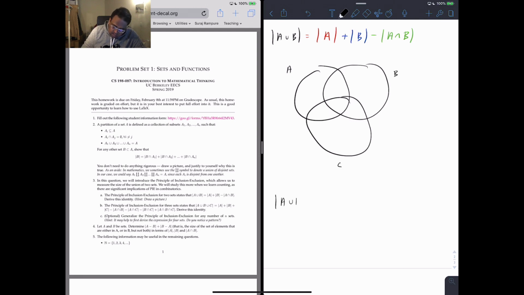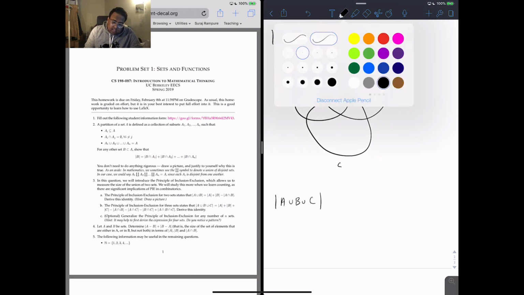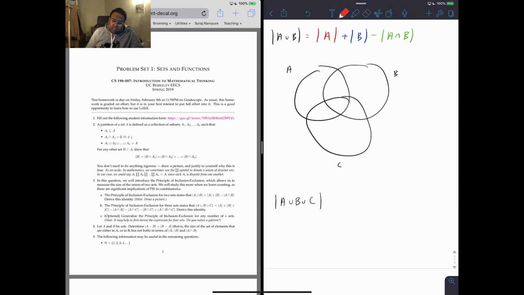We want to count the cardinality of A's union with B and C. One way we could start is by adding the cardinality of A, B, and C. The cardinality of A consists of this region, along with this region, and this region. Notice I've colored them disjointly so that I can erase as we go along to ensure that each region of the Venn diagram is only colored once.